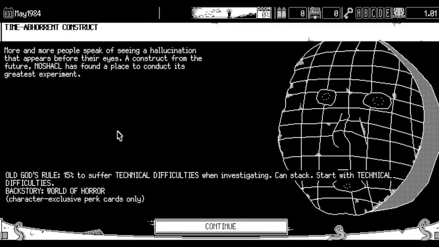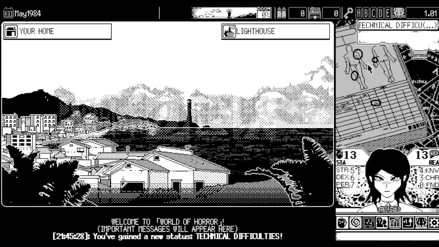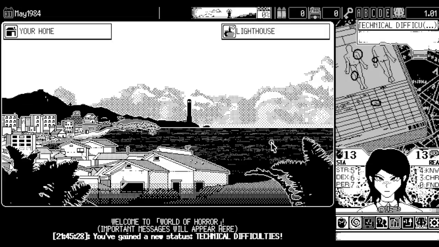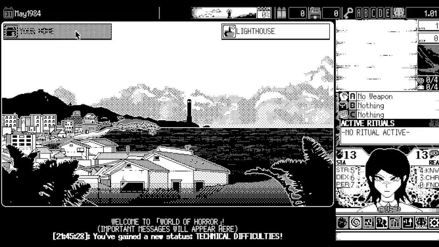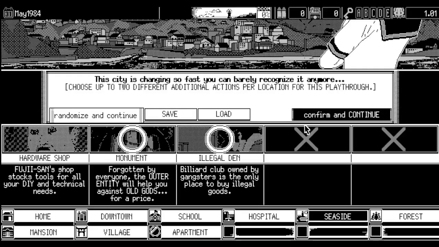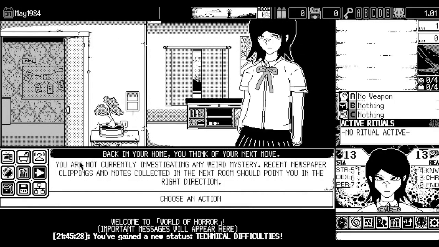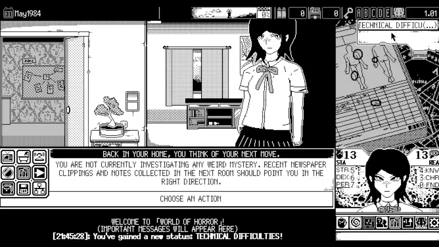So, for timestamp's sake, as we get into a no shackle run, because World of Horror, and I didn't change the backstory for some reason, we immediately start with technical difficulties. This needs to be considered as well, because if you don't handle variables well, it's a sloppy way to handle it, but basically there is a variable counter happening as I get stacks of technical difficulty per investigation.